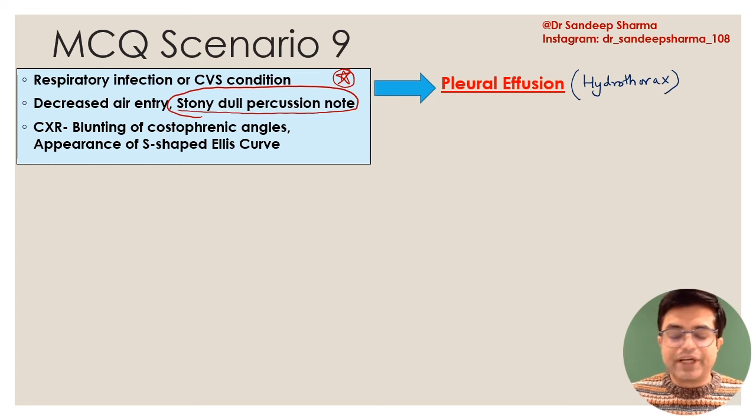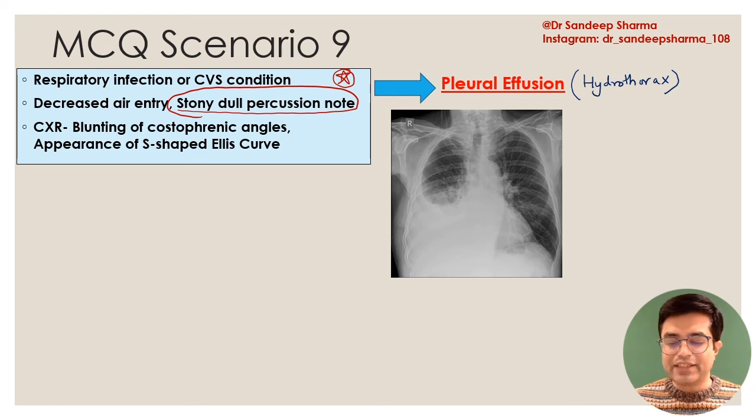Right. So regarding pleural effusion, what are the key points that you should know? First of all, if you get an X-ray, how are you going to identify it? Look at this X-ray. As you can see, on the right side, there is a significant pleural effusion. The costophrenic angle has been lost here. And can you see the S-shaped Ellis curve? This fluid is getting collected in a curve-like manner. This is called the S-shaped curve.